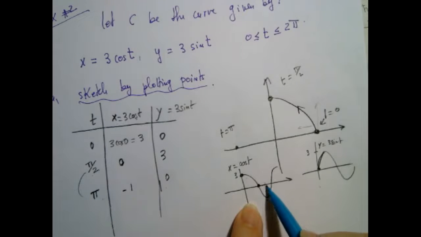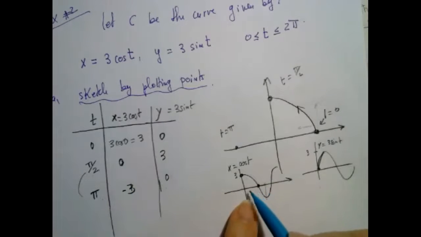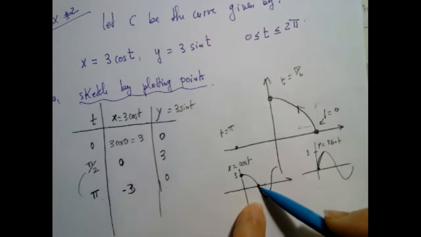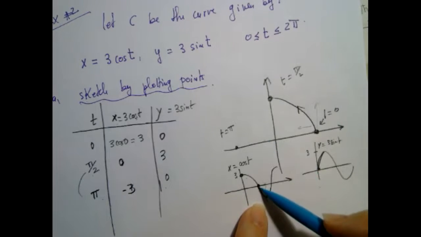Between pi over 2 and pi, x is negative. Shouldn't the x-coordinate be -3? Isn't the cosine of pi negative? Absolutely. Okay, thank you. Between pi over 2 and pi, what's happening to the cosine? The cosine is negative. It means my x coordinate is negative, and it's getting more and more negative till it hits -3.